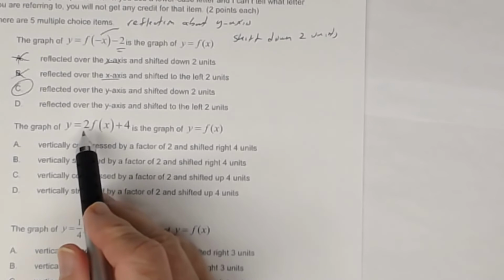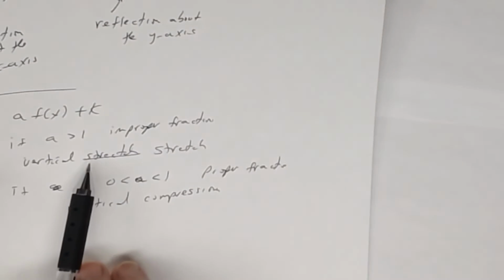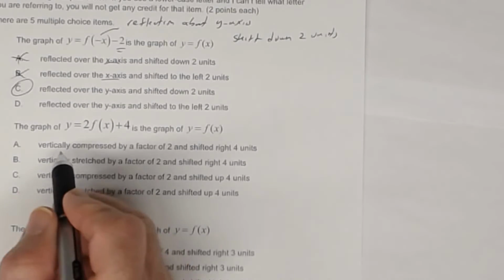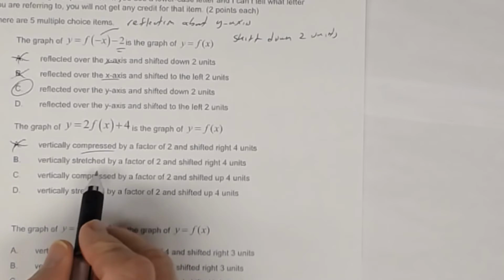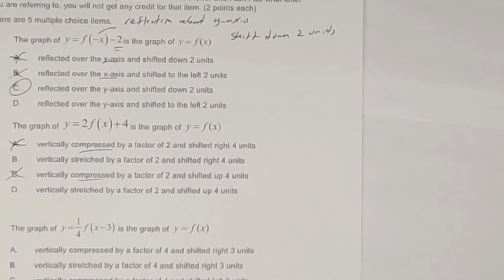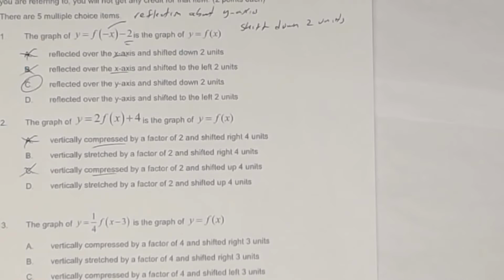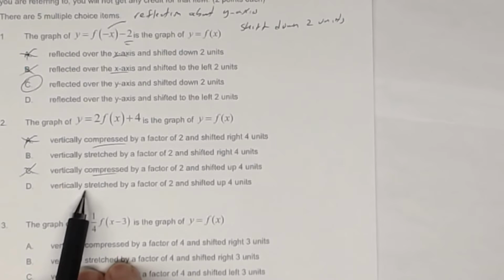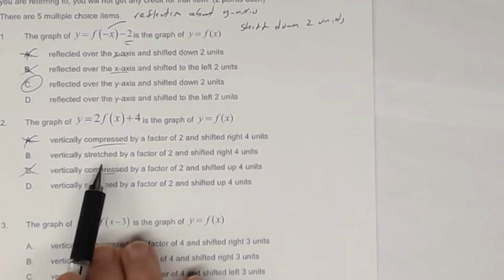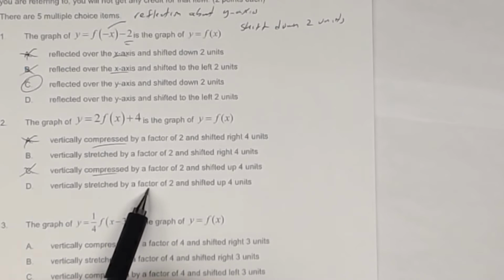All right. So if you look at this, in this case, a is 2, right? So that's going to be a vertical stretch. So we know that we can take this one off because of the word compression, and this as well, right? So we can delete A and C rather, right away. So it's either B or D. So we know it will be a vertical stretch by a factor of 2.